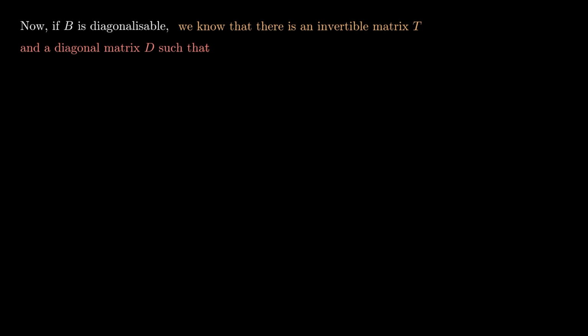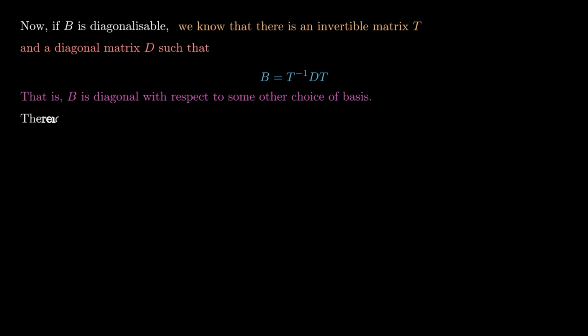Okay, so if B is some diagonalizable matrix, we know that there's an invertible matrix T and a diagonal matrix D such that B equals T inverse DT. In other words, B can be written as a diagonal matrix if we change the basis of our vector space. Or in other words, if we just change the grid, we can get B to be written as a diagonal matrix. In particular, if A and B are similar, then I can write A as P inverse BP, using the fact that B is diagonalizable with B equal to T inverse DT.